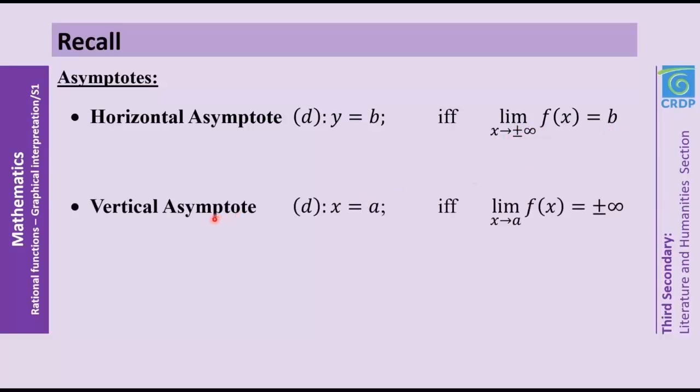A vertical asymptote has an equation of x equals a constant a if and only if the limit of the function as x tends to a is equal to plus or minus infinity.